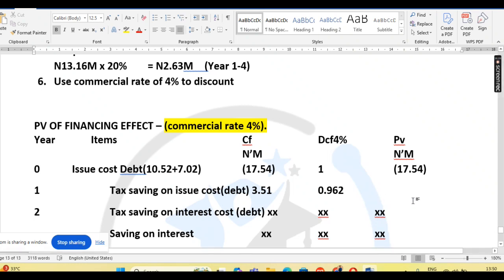What is the PV? 3.38. That is what it gives you, right? 3.38 when you multiply. Yes, that is what we have: 3.37662. So to two decimal places, 3.38. Okay, what next? Tax savings on interest cost.